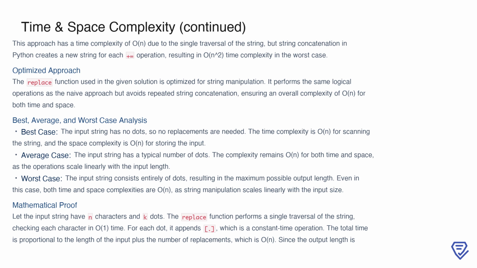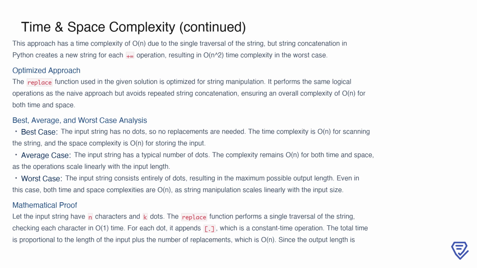On the other hand, the replace function, as used in the optimized solution, avoids this issue by internally managing memory allocation more efficiently. It performs the same logical operations as the naive approach but ensures that both time and space complexities remain O(n). To better understand this, we can analyze different cases. In the best-case scenario, the input string contains no dots, so no replacements are needed, resulting in a time complexity of O(n) for scanning and a space complexity of O(n) for storing the input.